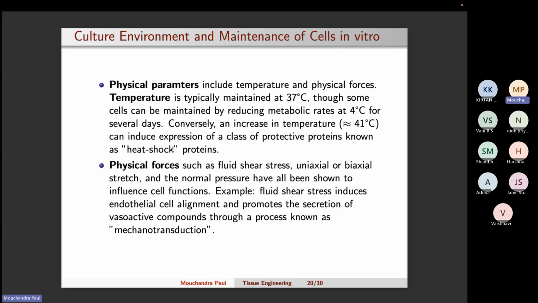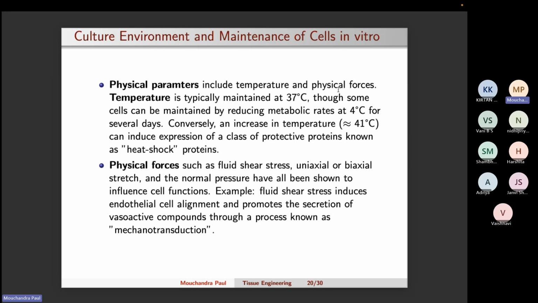So the soluble factors, cell-ECM interactions, and cell-cell interactions, you are going to maintain. These interactions are going to be preserved, or you are mimicking whatever is happening in vivo in in vitro conditions. But the physical parameters like the temperature and the physical forces also need to be taken care of when you are trying to create a tissue culture environment.